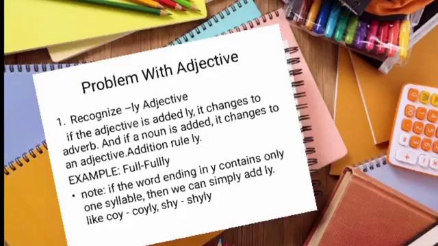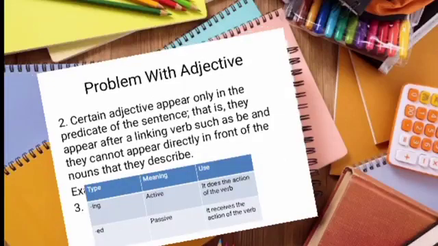Exception, day, daily, gay, exuberant. Okay? Okay. The second explanation is use predicate adjective correctly.